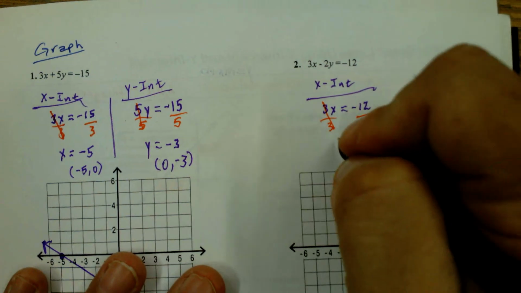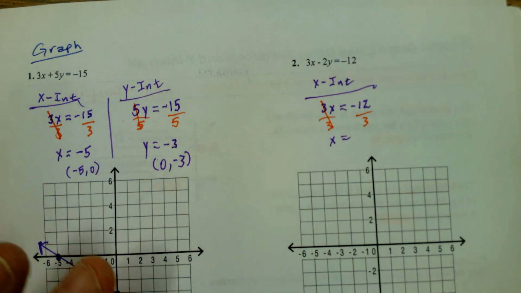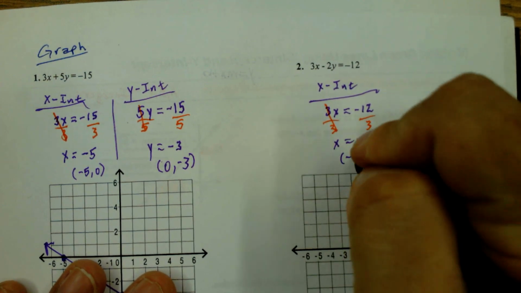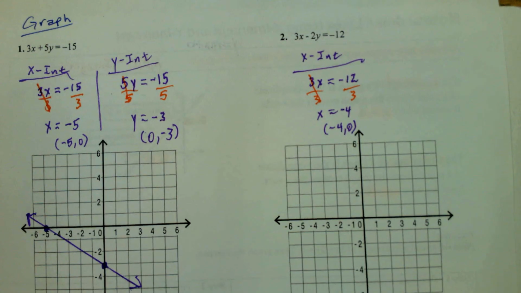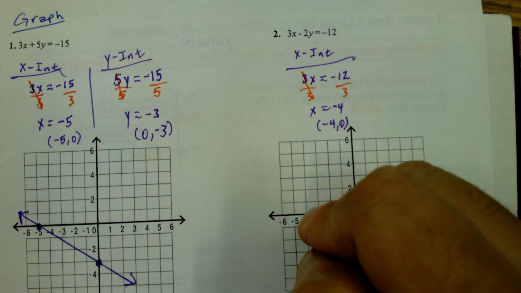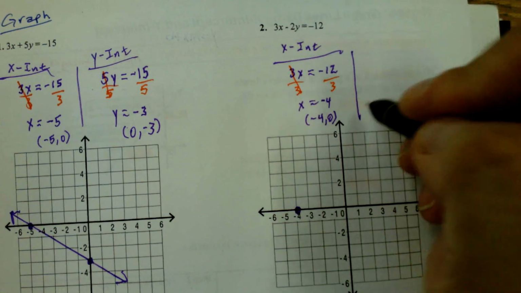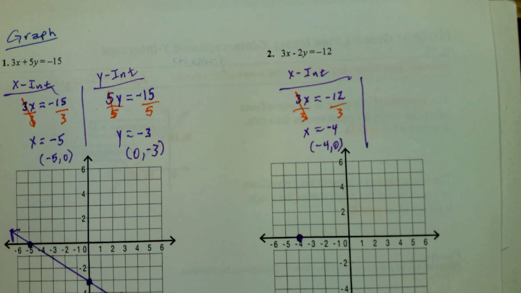So we have x equals negative 4. So our coordinates are negative 4, 0. We'll just plot that right now, negative 4, 0 right there. Okay, so let's cover up to get the y-intercept.